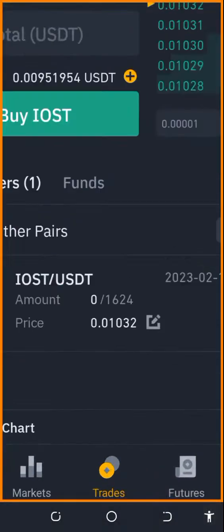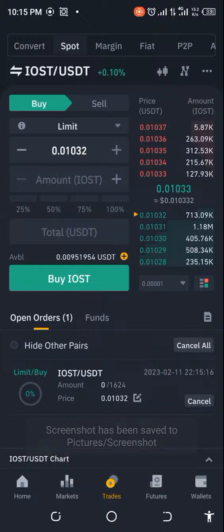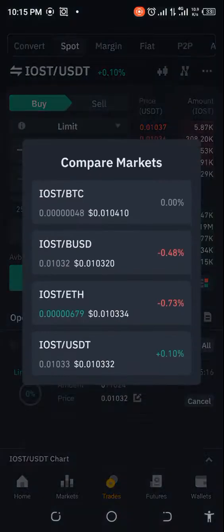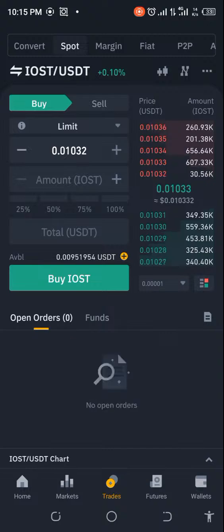Let's see what we have here. Alrighty. So this is what we have. Let's see how long this will take us to get it bought, and then we move over to getting this sold, that should be from IOST to BTC. Let's see how long this takes, and I'll be back to give you the results. See you soon.